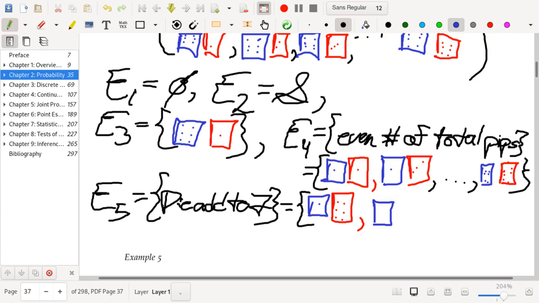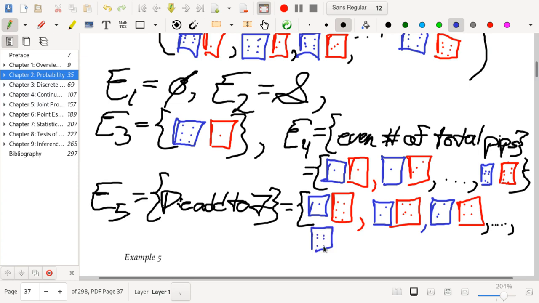Yeah, that's what I said. So you could have that the blue dice is 2, in which case the red dice must be 5. You can have the blue dice be 3, in which case the red dice must be 4. And you keep going on like this until eventually you get to the very last element that you would write down, when the blue dice is 6 and the red dice is 1.